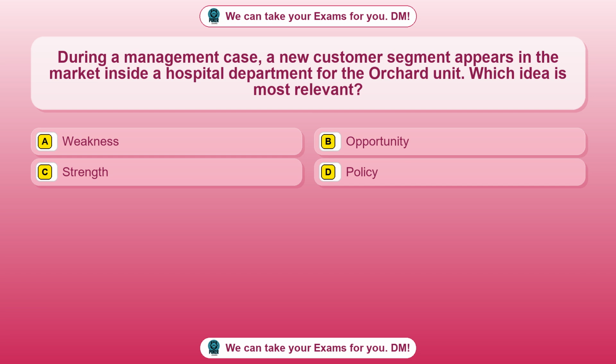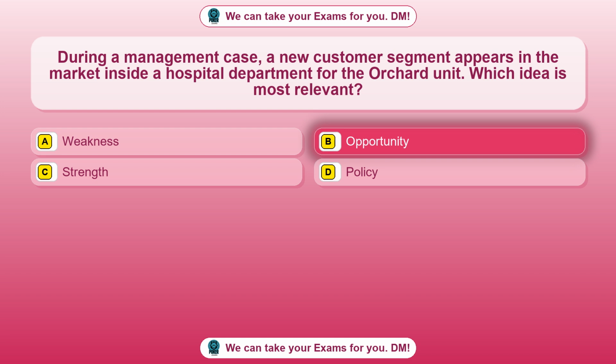Question 61. During a management case, a new customer segment appears in the market inside a hospital department for the Orchard unit. Which idea is most relevant? Option A, weakness. Option B, opportunity. Option C, strength. Option D, policy. The correct answer is option B, opportunity.